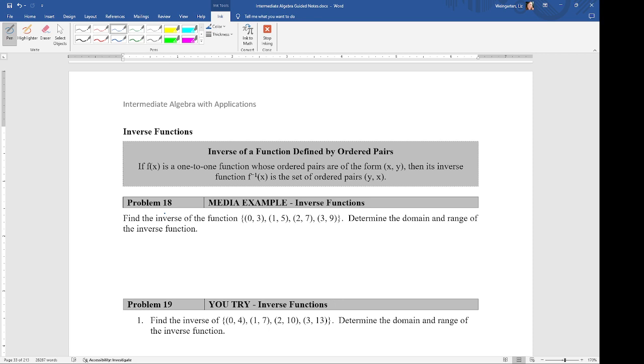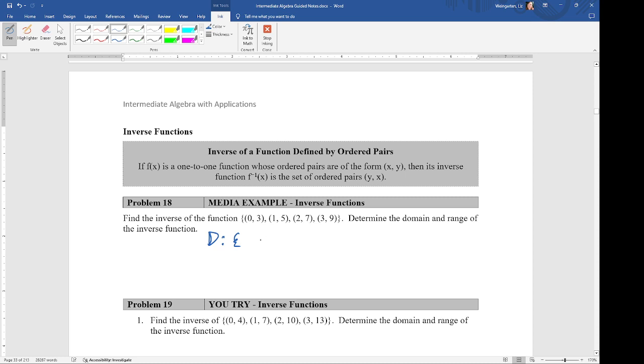So we are going to begin problem 18 by verifying that this is a one-to-one function. Do we have any repeated y values? We do not. Therefore, it is one-to-one. Now, we're going to determine the domain and range of the inverse function. So the domain of the inverse function is going to be the y values of the original function.